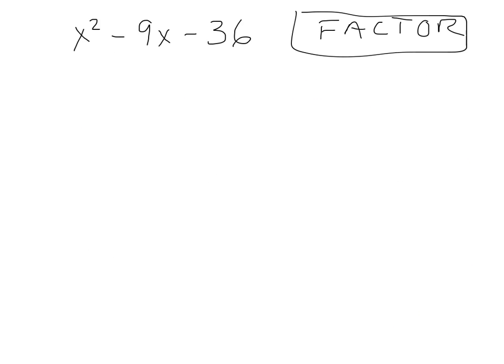Let's see it in action. Here we go. If the directions say to factor this quadratic trinomial, we can do that. We just got to remember our steps. The first step is to look at C, which is negative 36, and list its factors. 1 times 36 is 36. 2 times 18 is 36. 3 times 12 is 36. And 4 times 9, 36.